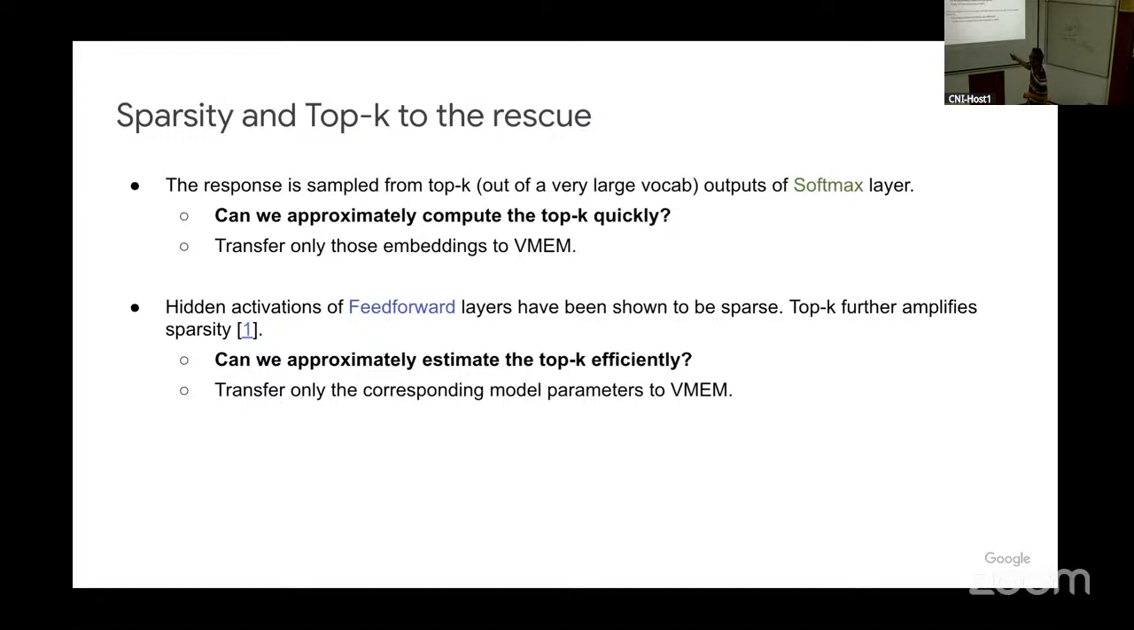So there are two aspects again. If we can approximately compute the top K quickly, in lesser time compared to computing everything and then picking the top K, then you can take that approximate top K computation, and compute the probabilities only for them by using the parameters only corresponding to those particular tokens.